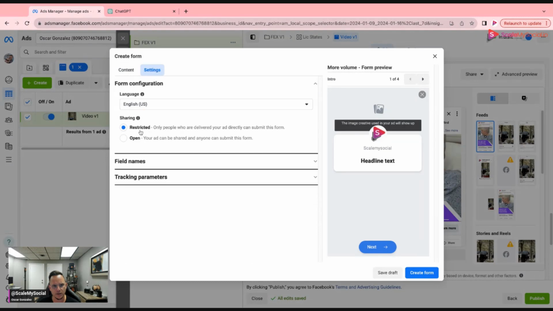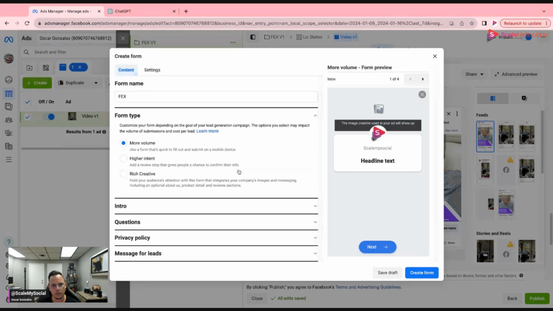You're going to go here and you're going to call this final expense, call it whatever you want. Step number one, go to settings and always make sure it's open so people can share it if they'd like to. And we're going to go back here. Now, here are the three options that you have, right? More volume, higher intent, okay? Let me just pull another window that I have here where I have some of my information ready to go. Okay. Higher intent, rich creative.